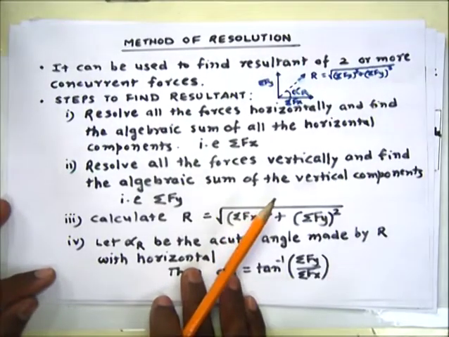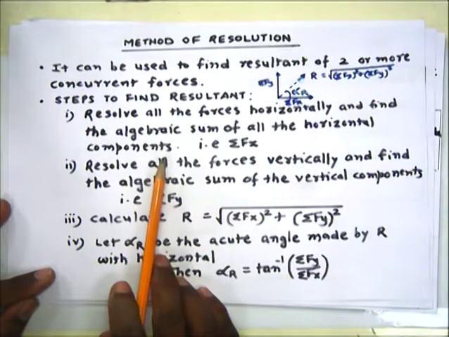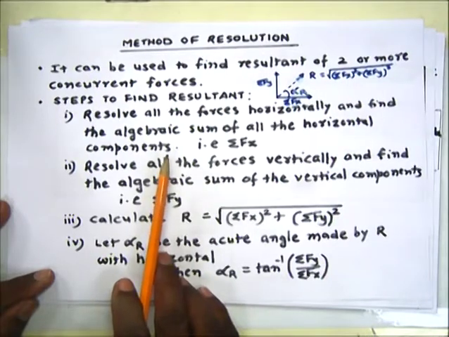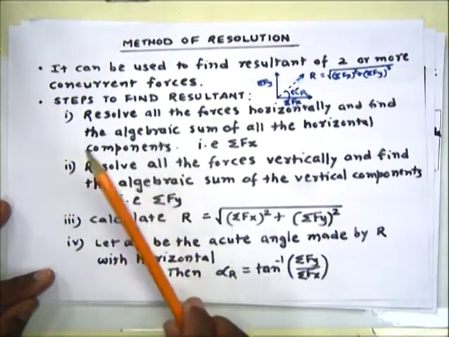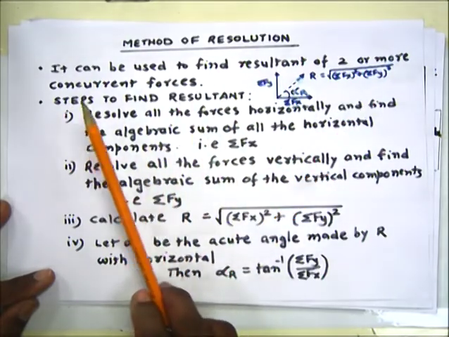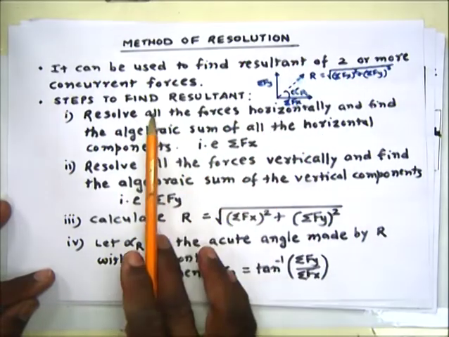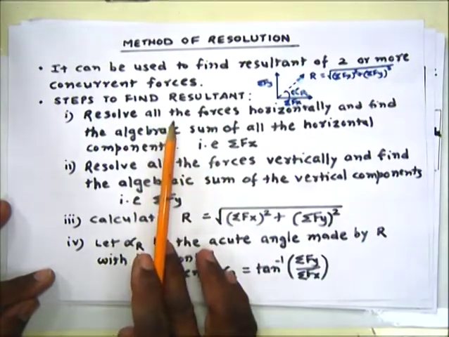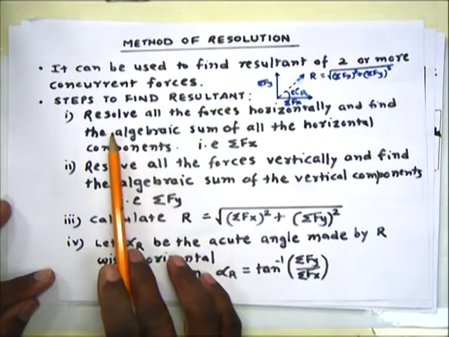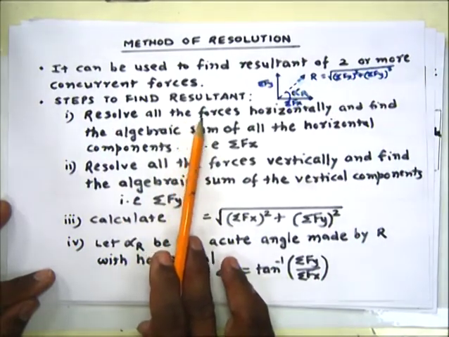Now, method of resolution. We already discussed how forces can be resolved along x and y. So here it can be used to find the resultant of two or more concurrent forces, as I discussed, and the steps to find the resultant by the resolution method are given as below. So here, first step is to resolve all the forces.